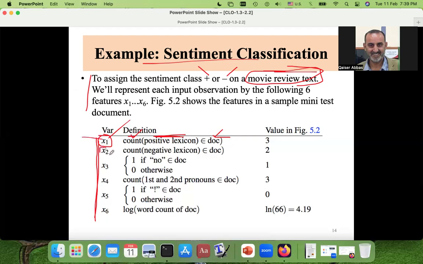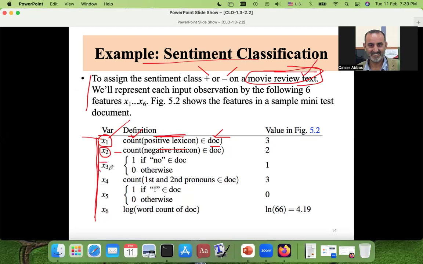And x2, the other feature, would be the count of negative words, negative lexicon. Lexicon means dictionary, by the way, and lexical item means word. But anyhow, leave it. We will also count the negative words in that review text, which we are calling the doc.